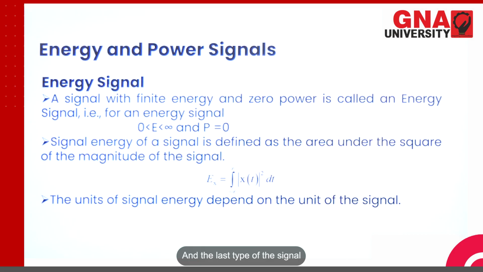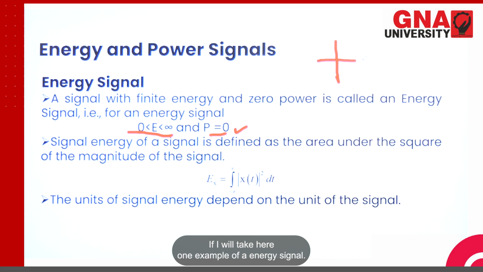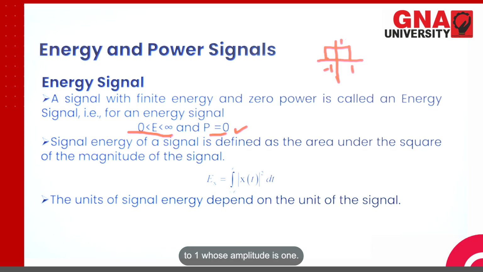And the last type of signal is energy and power signals. An energy signal is one whose energy is finite but average normalized power is 0. So the value of energy lies between 0 and infinity, but the average normalized power will be 0. If I take one example of an energy signal, you can see here this signal varies from -1 to 1, whose amplitude is 1. This is an example of an energy signal.